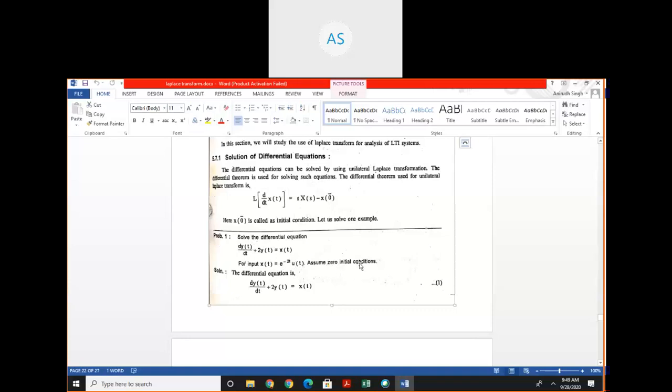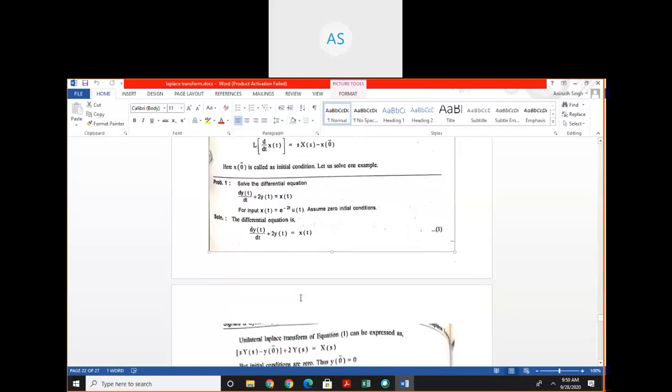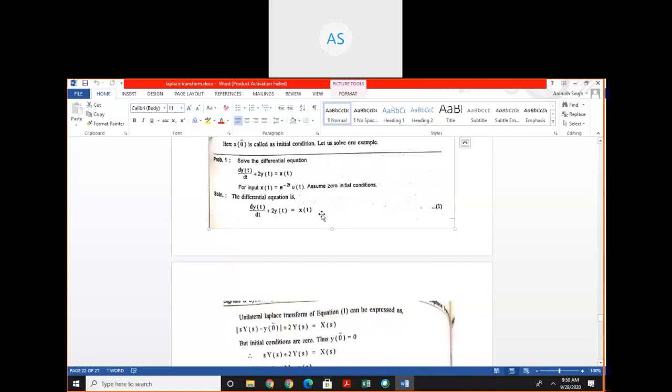Then application of the Laplace transform to an LTI, linear time invariant system. We know that if we take the Laplace transform of the differentiation of x of t, we get s x of s minus x of 0. This is the initial condition. Let us solve one example.